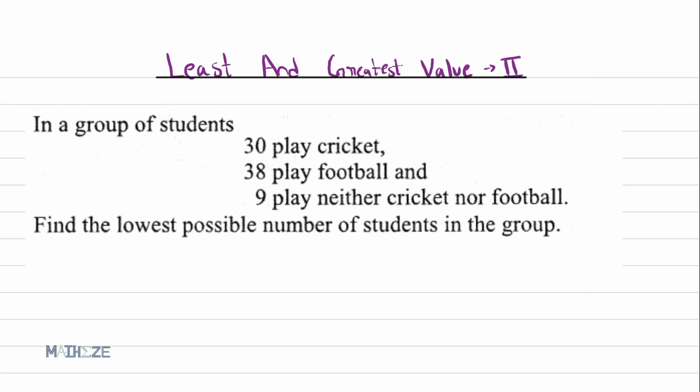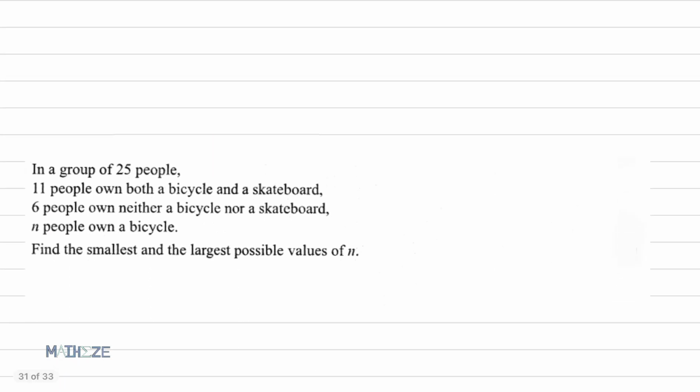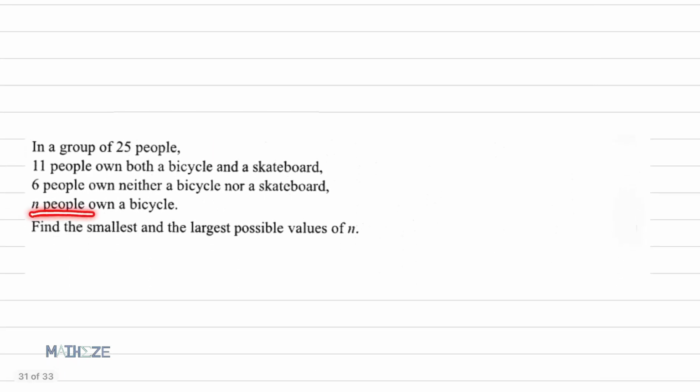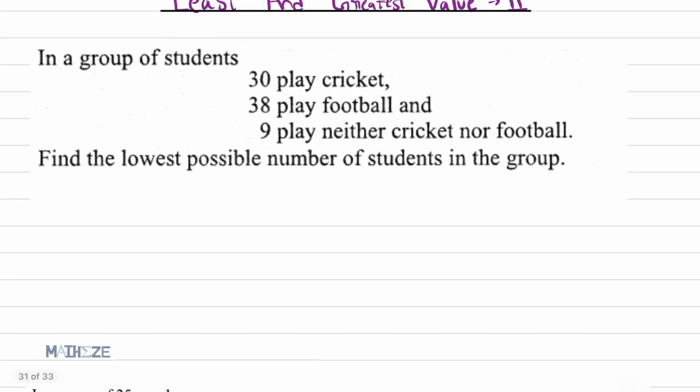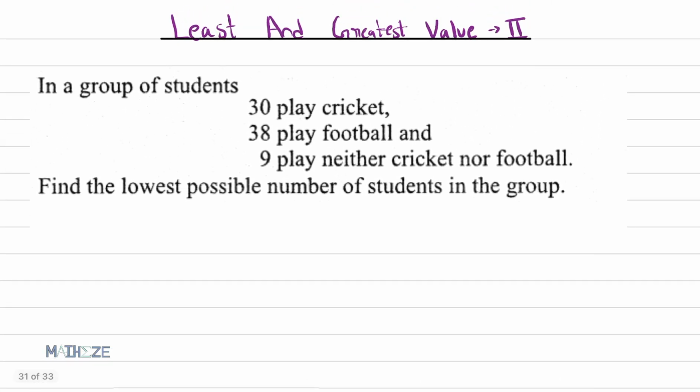Hi, guys. This lesson is part 2 of the least and greatest value concept. In part 1, we discussed the least and greatest value of both events or not both events. But if you see questions here, it says find the lowest number of students in the group. Or it says N people own a bicycle, find the smallest and largest possible value of people who own a bicycle. They're not talking about the least and greatest value of both events.